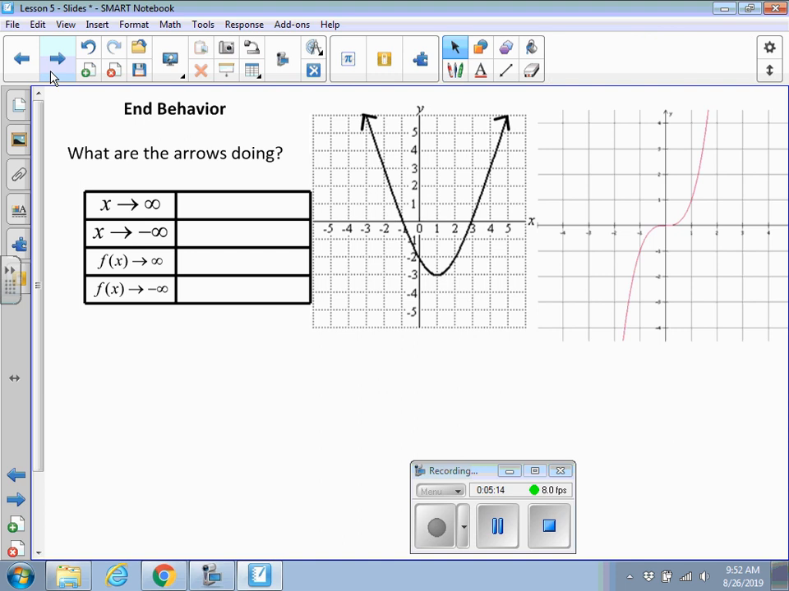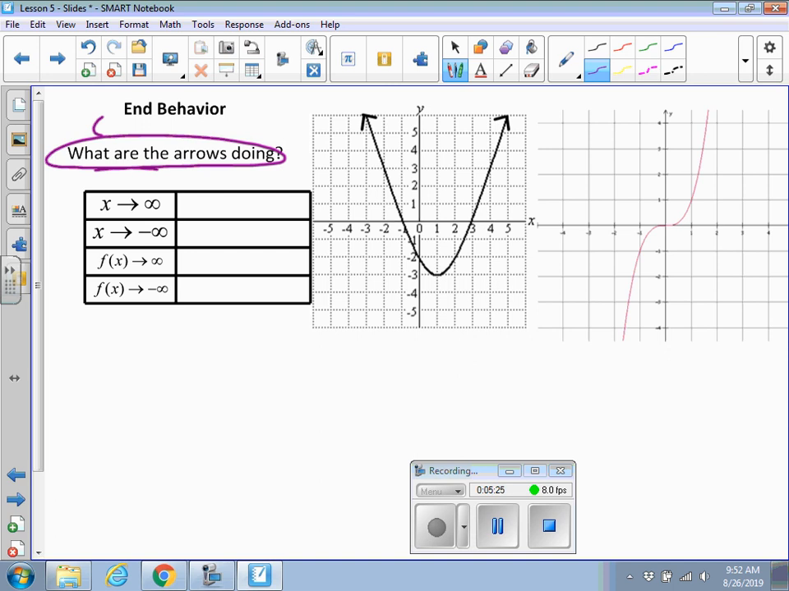Last topic we're talking about today is end behavior. When we're talking about end behavior, we're looking at what the arrows are doing. When x goes to infinity, our arrow is going to the right. When x is going to negative infinity, our arrows are going to the left. You can also think of f of x as y equals. Those are synonyms, but we've moved on from just y equals to any function. So f of x approaches infinity when we're looking up, and f of x approaches negative infinity when we're looking down.